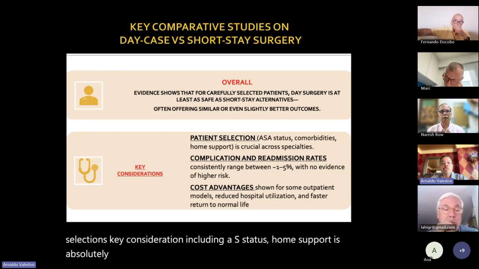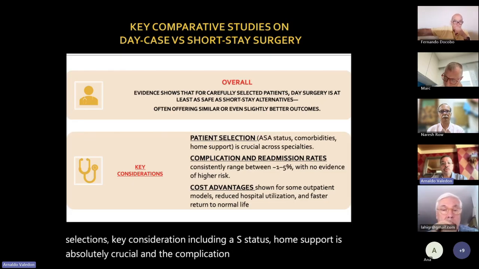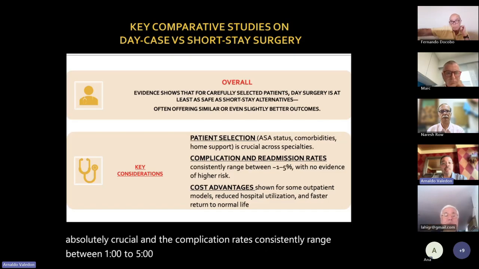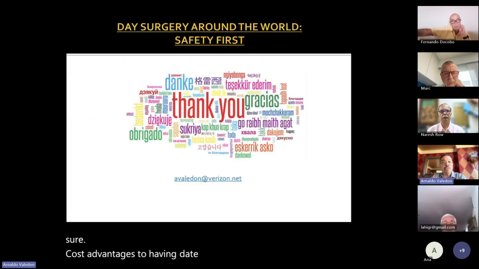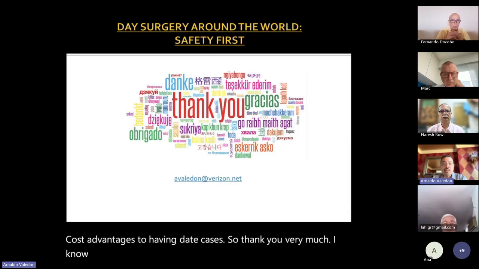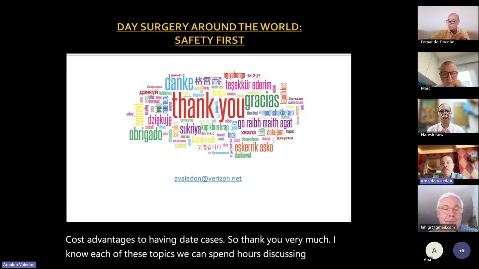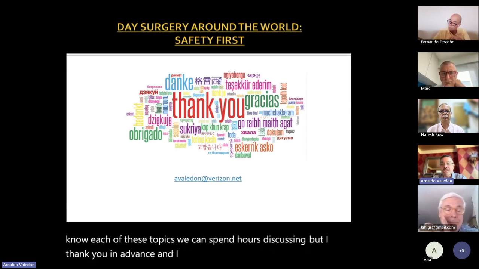So patient selection is a key consideration, including ASA status, and home support is absolutely crucial. And the complication rates consistently range between 1% to 5% with no evidence of higher risk, and there are for sure cost advantages to having day cases. So thank you very much. I know each of these topics we can spend hours discussing, but I thank you in advance, and I look forward to the Q&A.